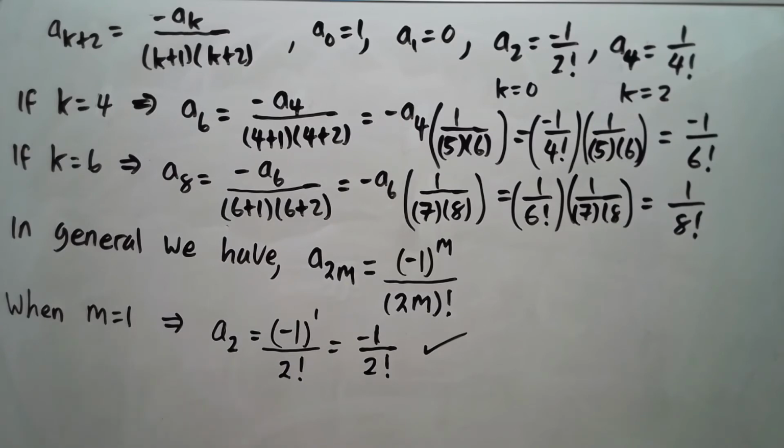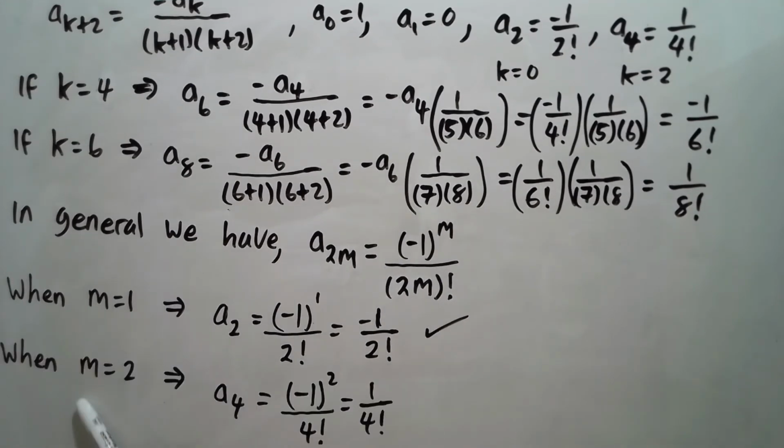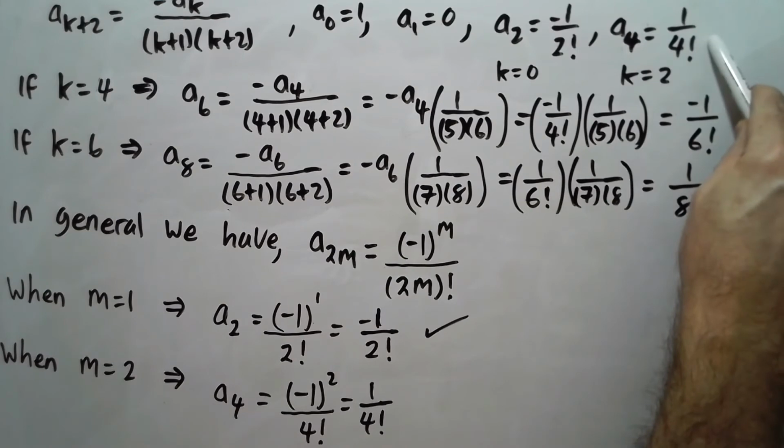So when m is 1, it'll be a sub 2, putting 1 in place of m here, will equal, according to this formula, negative 1 to the 1 power over 2 factorial, so negative 1 over 2 factorial, which agrees with this one, so check. When m is 2, then we should end up with this one. Let's just check that. So when m is 2 in this formula up here, putting 2 here, a4 equals negative 1 to the 2 for m, over 2 for m, 4 factorial. So it becomes 1 over 4 factorial, which agrees with this guy up here.